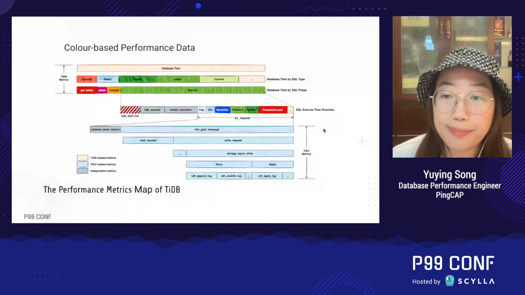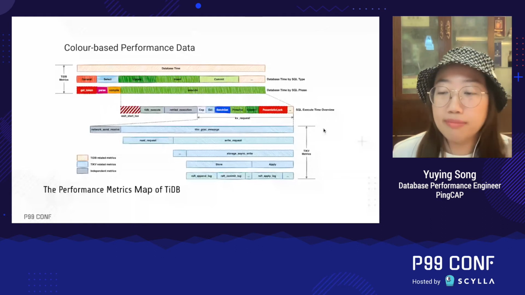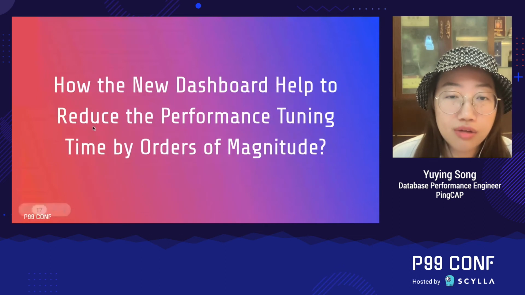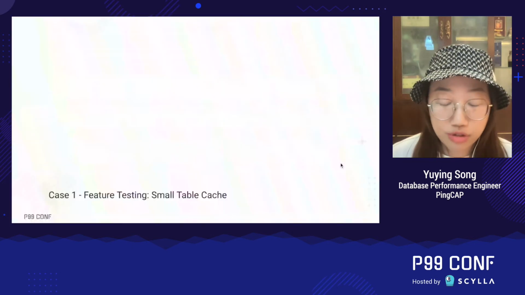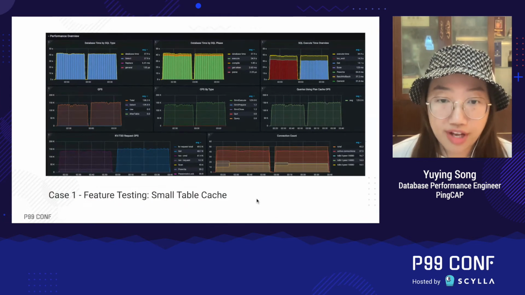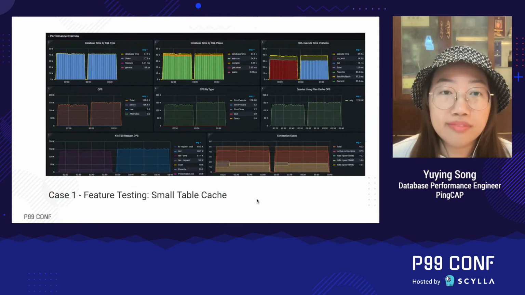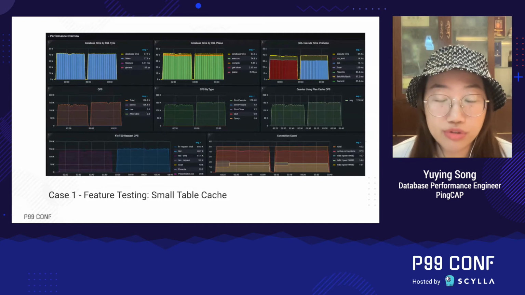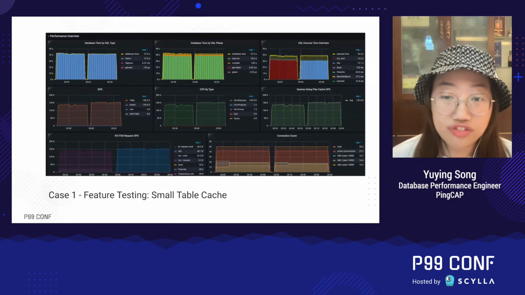I will show you some examples later of how the new dashboards help reduce performance tuning time by orders of magnitude. Let me show you the first example. It's a feature test of our small table cache feature. It's a feature we introduced in version 6.0 to shorten read latency.